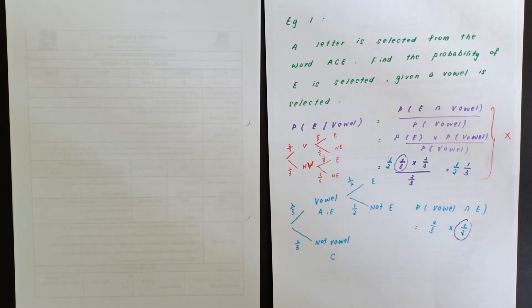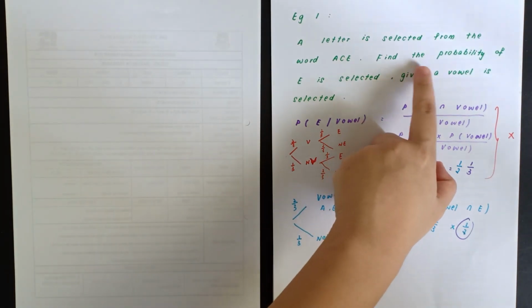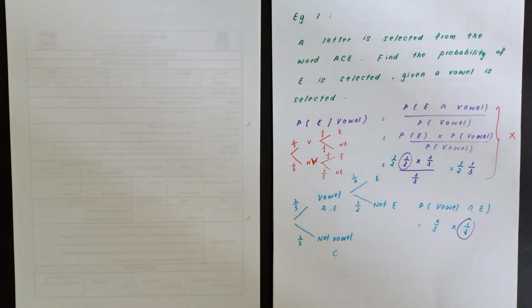Okay, so can I solve this question in an easier way? Yes, without using this. The whole process here is still correct, the blue one. If I don't want to use the formula, can I solve it with common sense? Yes, why not? Find the probability that E is selected given a vowel is selected. So you want to find the probability for you to select E given a vowel is selected.